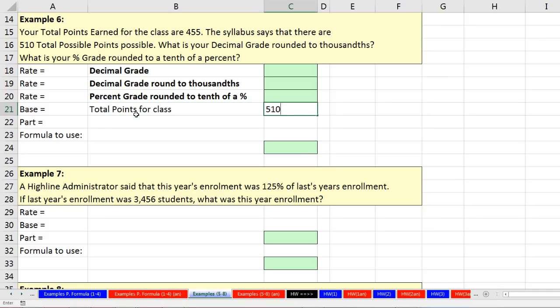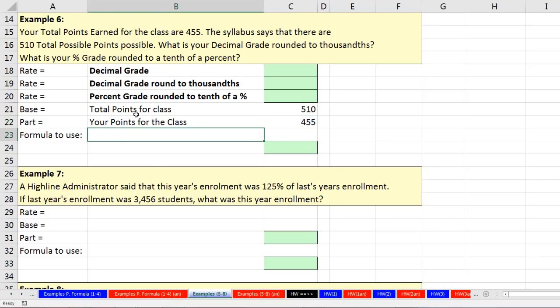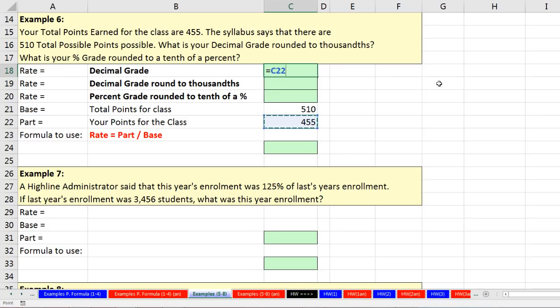Now, the base that we're given, that's the total points for the class. That will equal 510, enter. The part, your points for the class, that equals 455. Formula, we're solving for the rate. So rate is part divided by the base. Up here, we'll do our first formula: equals, where's the part? 455 divided by the base, total points possible. So the decimal unrounded is that right there. Now, we're going to keep it as a decimal, but we're going to use equals round, up arrow, and we're counting on our fingers. Tenths, hundredths, thousandths. So that's 3, close parentheses, and enter.